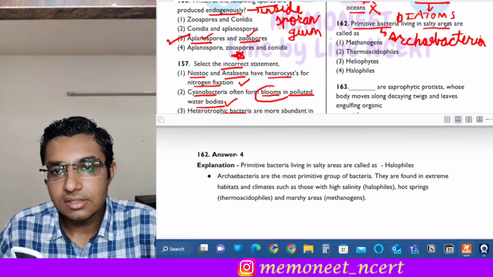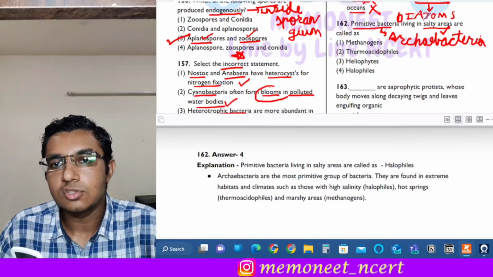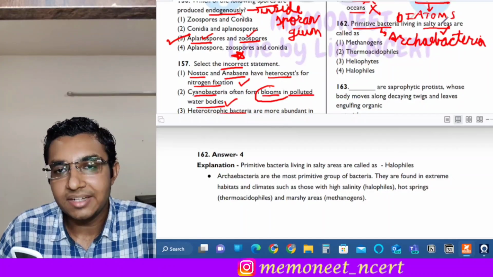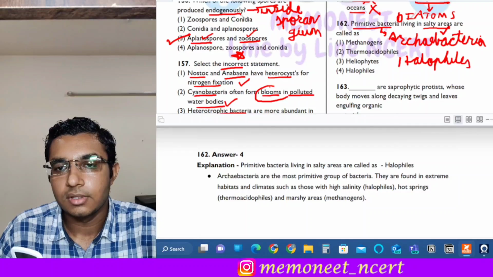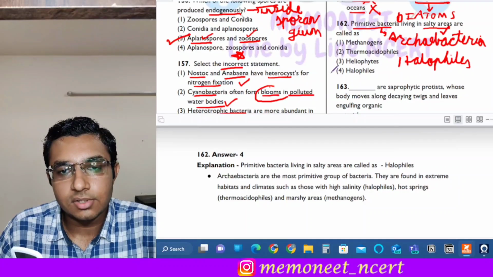And next, it is talking about the primitive bacteria living in the salty areas. So, what are the bacteria living in salty areas called? They are called halophiles. So the correct answer to this question will be option 4, that is halophiles.